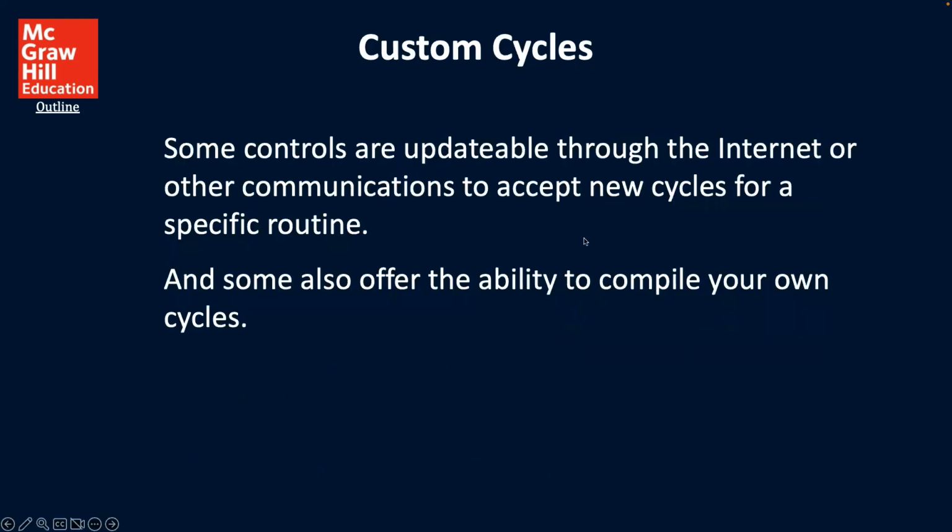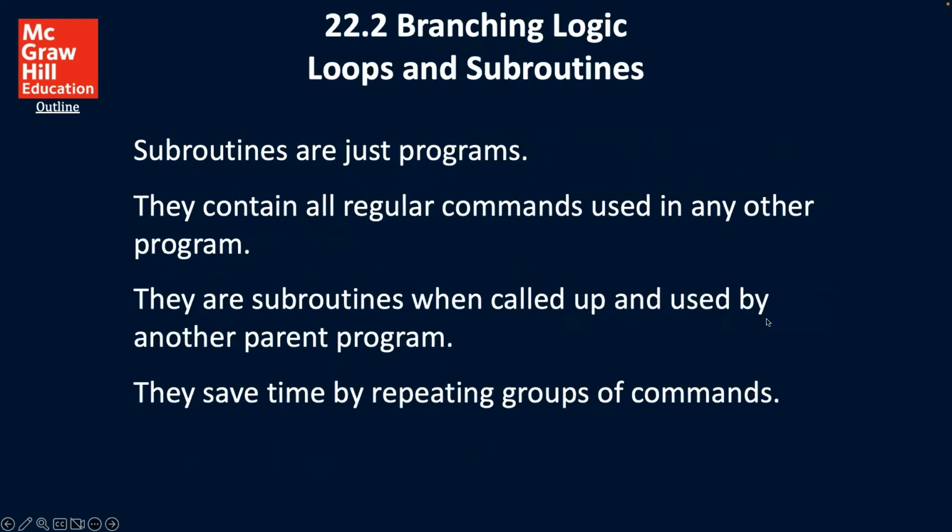For custom cycles, many controls are updatable through the internet or other communication to accept new cycles for a specific routine. And some also offer the ability to compile your own cycles. For branching logic, loops and subroutines: subroutines are just programs that contain all regular commands used in any other program. They are subroutines when called upon and used by other parent programs. They save time by repeating groups of commands.